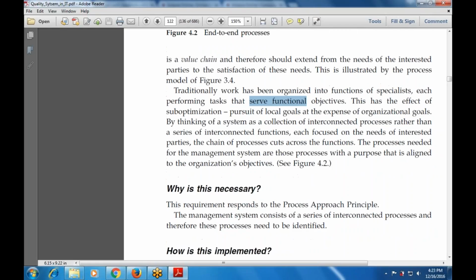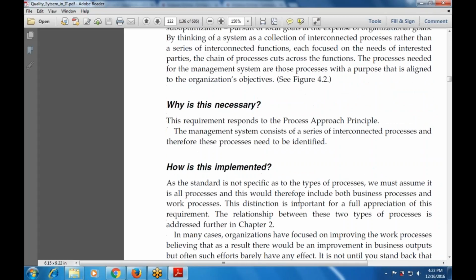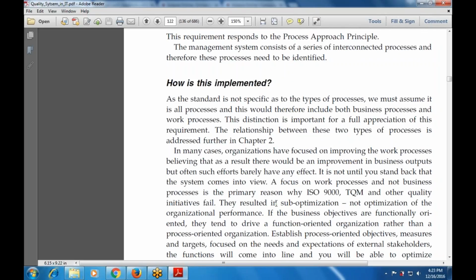Now, why is it necessary? Because this responds to the process approach principle, which is based on the connection of interconnected processes. When we combine multiple processes together, that is known as the process approach principle. How is this implemented? This is not specific to the type of process, but we assume that all processes include both business processes and work processes, which is important for the full appreciation of the requirements. The relationship is discussed in the next chapter, that is, the relationship between the standard and the process.